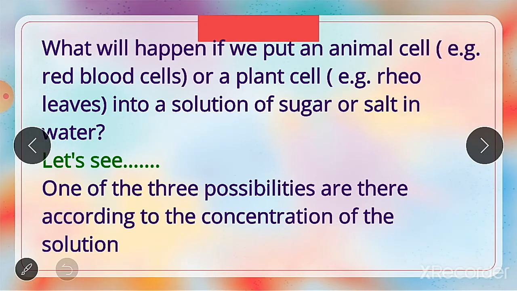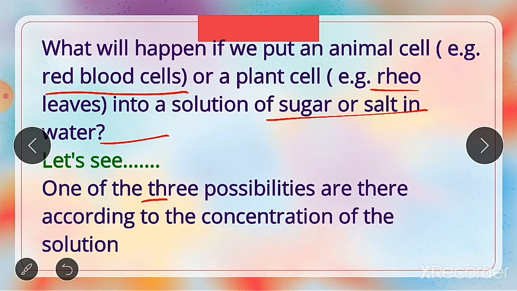Now let's see what will happen if we put an animal cell such as red blood cell or a plant cell into a solution of sugar or salt in water. So if we prepare sugar or salt solution in water and we keep this animal cell or plant cell in it, then what will happen? There may be some changes in the structure of the cell. So let's see, there are three possibilities according to the concentration of solution. According to the concentration of solution, cells will change their structure. So let's see how it happens.